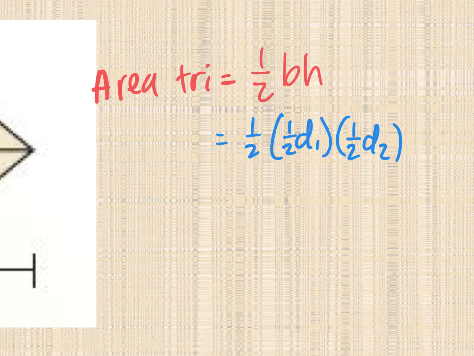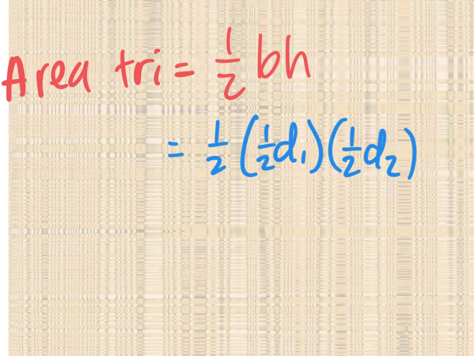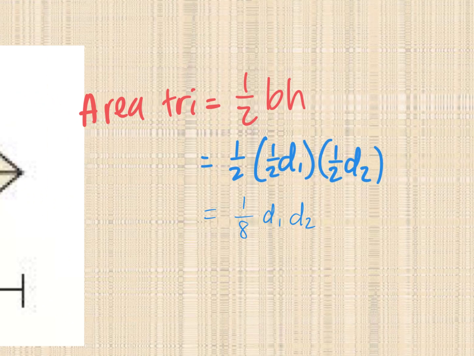No, you were right. You were right. So what can I do here? Can I multiply the 1/2? Sure, I can. What's 1/2 times 1/2? A fourth, and then times 1/2 again? It's 1/8, and then we still have D1 and D2. So the area of one of these triangles is 1/8 D1 times D2.